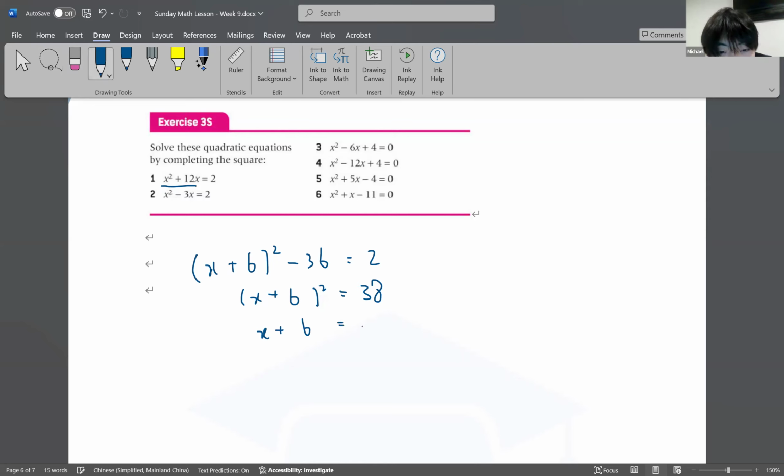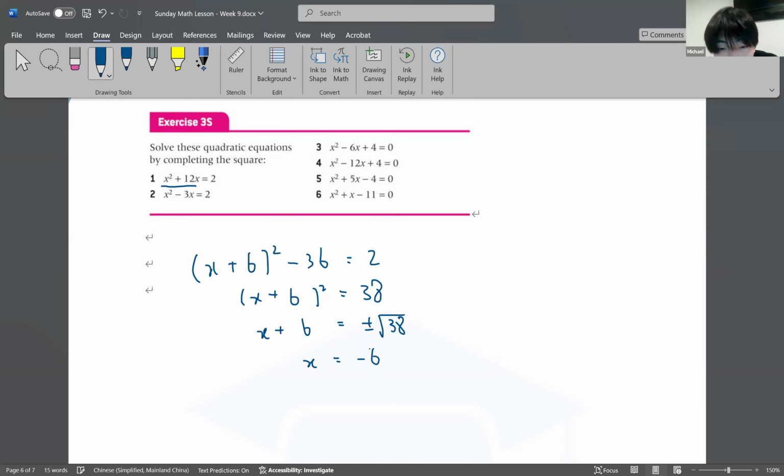Hannah, do you get this? Yeah. So again, since the unknown squared is 38, the unknown is plus or minus square root of 38. I've mentioned this so many times. You guys know why, right? And lastly, we move the 6 to the right, so it's minus 6.